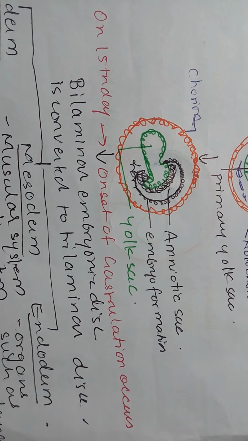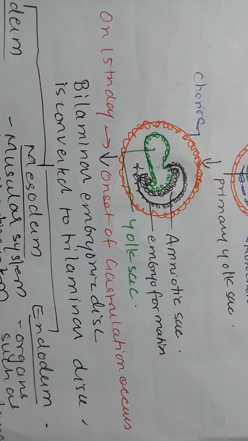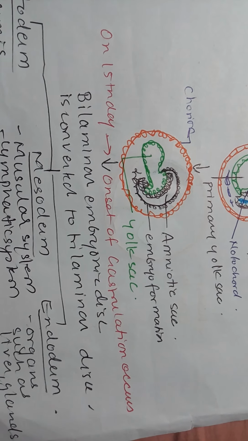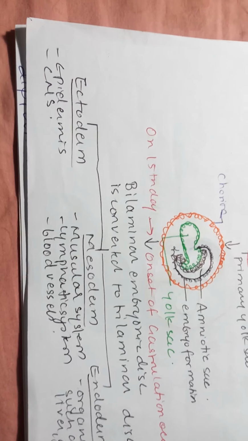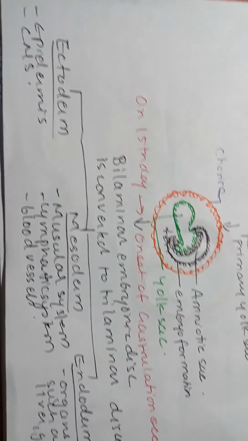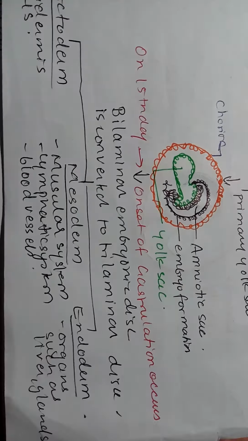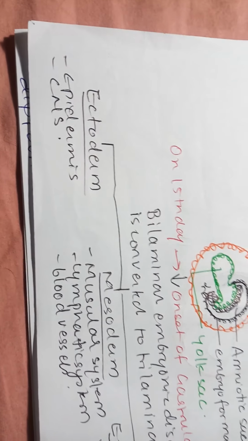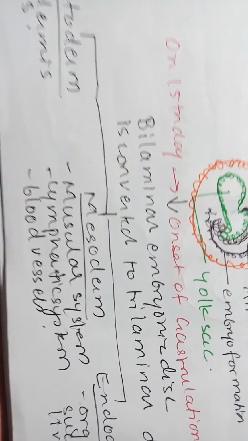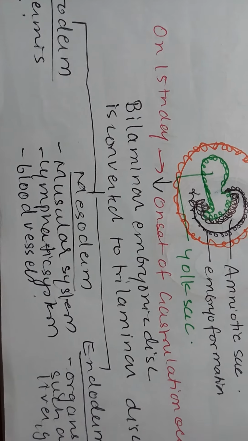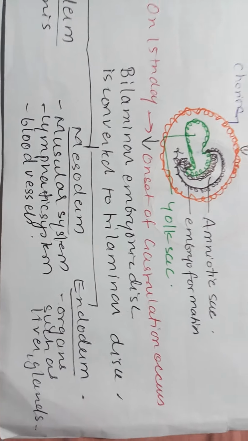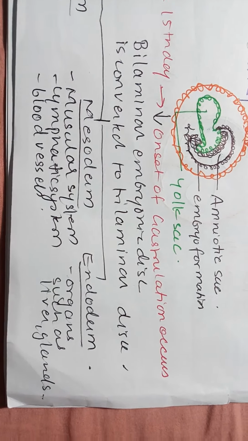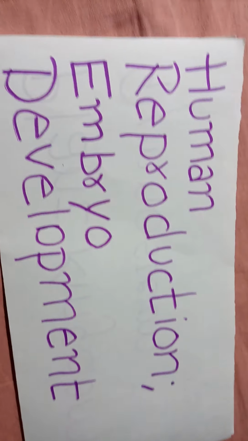Okay. The bilaminar embryonic disc is converted into a trilaminar disc. Now ectoderm, mesoderm and endoderm are formed. The ectoderm later on gives rise to epidermis and the central nervous system. Mesoderm gives rise to the muscular system, lymphatic system and blood vessels, whereas endoderm gives rise to organs such as liver, stomach, glands, etc.